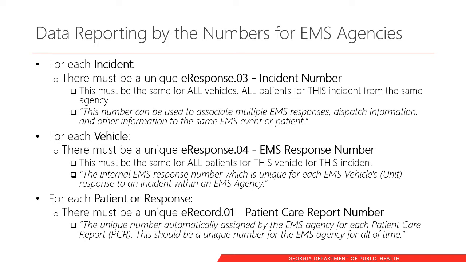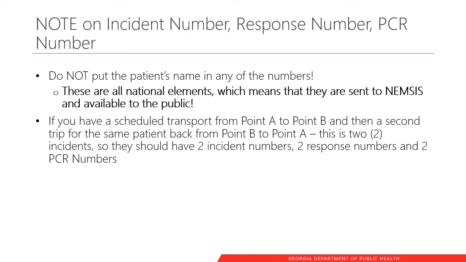Okay, so incident, got to have a unique incident number. Every vehicle has to have a response number, and then every patient has to have a patient care report number. So a couple of notes though. Do not put the patient's name in any of those numbers. So what we've noticed is that some of our agencies don't have like an auto-generate on their numbering system. And so what they'll do is inside the incident number or the response number, they will put like 1, 2, 3, 4, Jane Doe or J Doe on there.